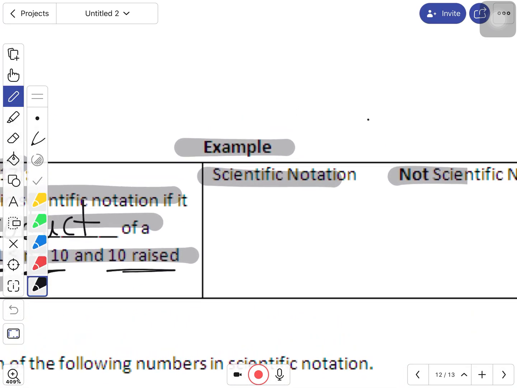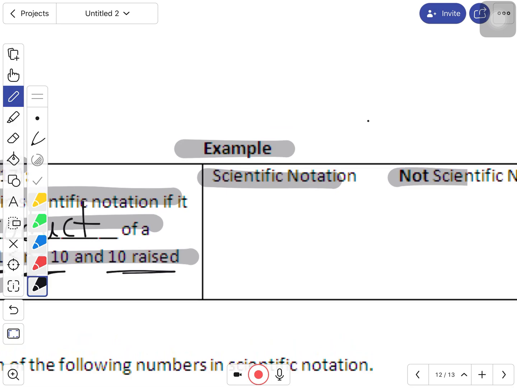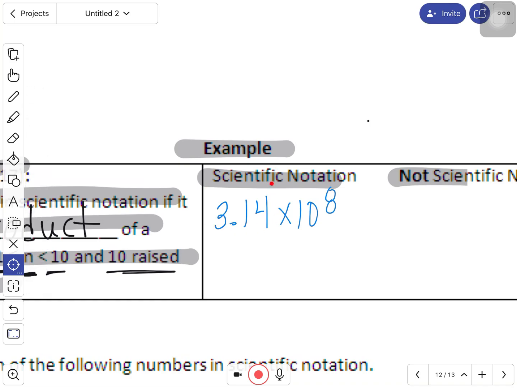All right. So for instance, a number that is in scientific notation might be as simple as something times, we'll do something with pi in it, 3.14 times 10 to the 8th power. That's in scientific notation. How do I know that? This number here is a number between 1 and 10. I have a product, and then on the other side of that product is 10 raised to a power. So that meets the definition for being scientific notation.